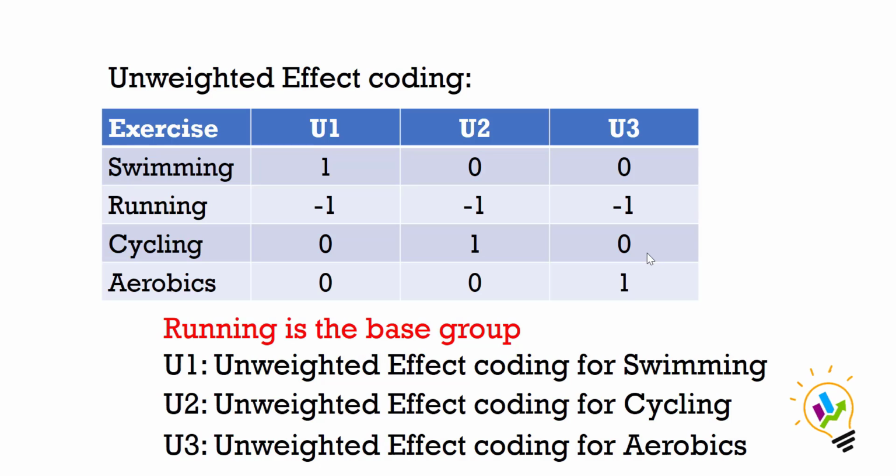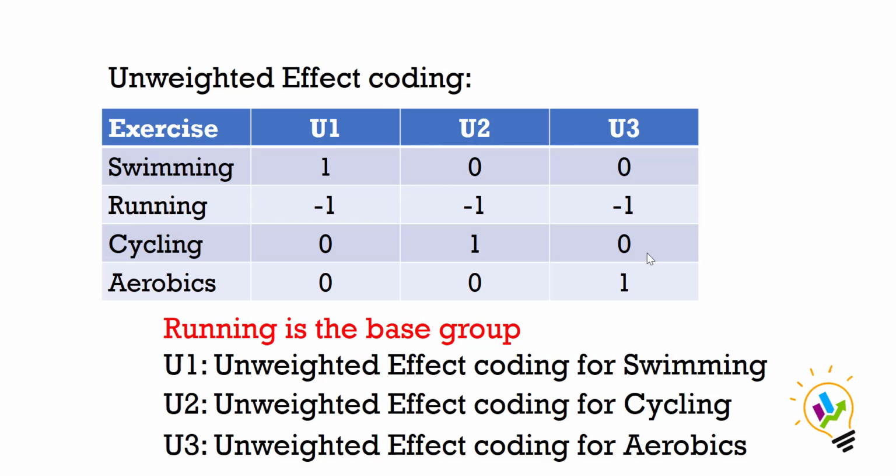This is very important to understand, how to give this unweighted effect coding. I repeat once again, we need to decide among the categories one category as a base group. For that base group, we must give minus 1. Like in this case, I have given it for running. You can see minus 1 for U1, U2, U3. So these are the 3 variables which I am going to create in the SPSS data. And if U1 is for swimming, that swimming should be given as 1, and the remaining 2 categories should be given as 0. So this method is called the unweighted effect coding method.